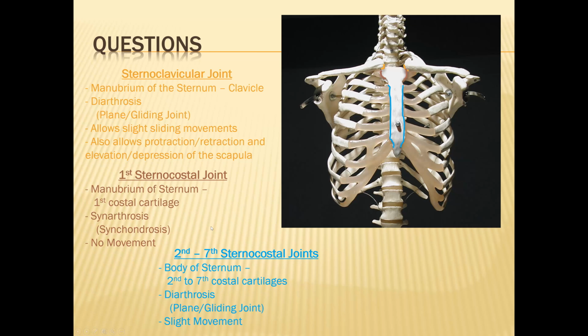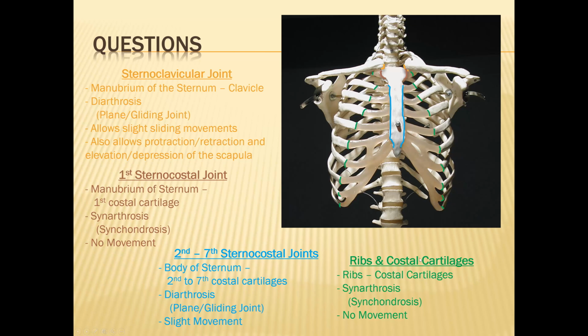Your second through seventh sternocostal joints, these would be between the body of the sternum and then those second to seventh costal cartilages. So this whole area highlighted in the bright blue. So 2, 3, 4, 5, 6, 7. There's your second through seventh costal cartilages. These are diarthroses, specifically plane or gliding joints. So they allow very slight movement, and this allows your rib cage to expand as you breathe.